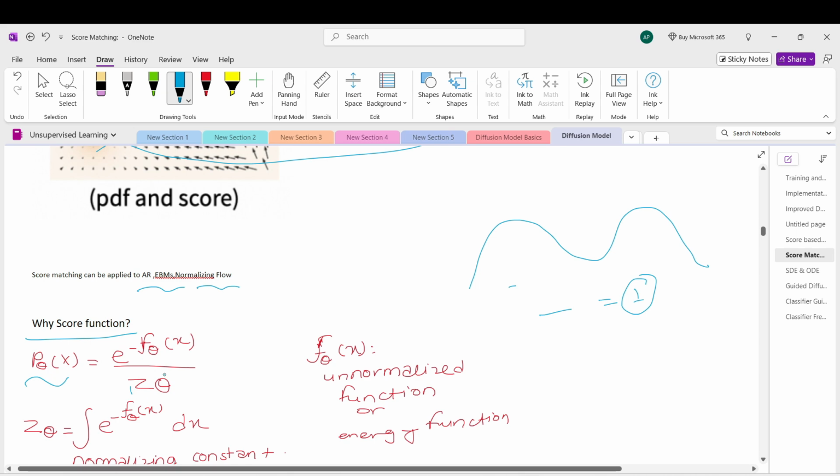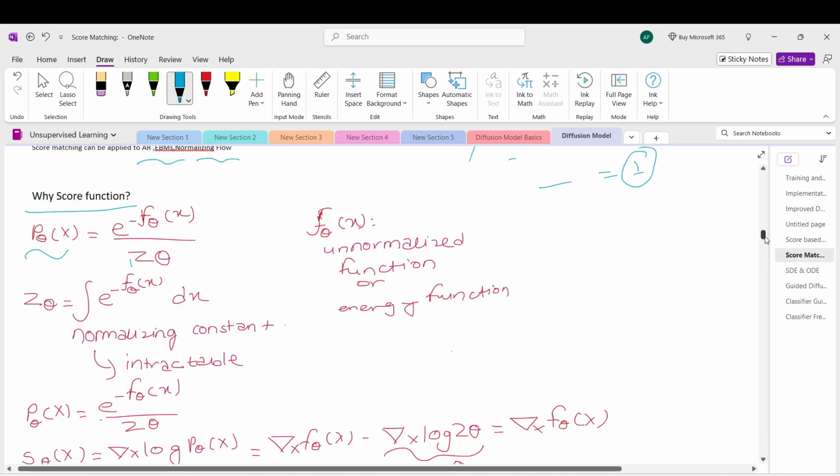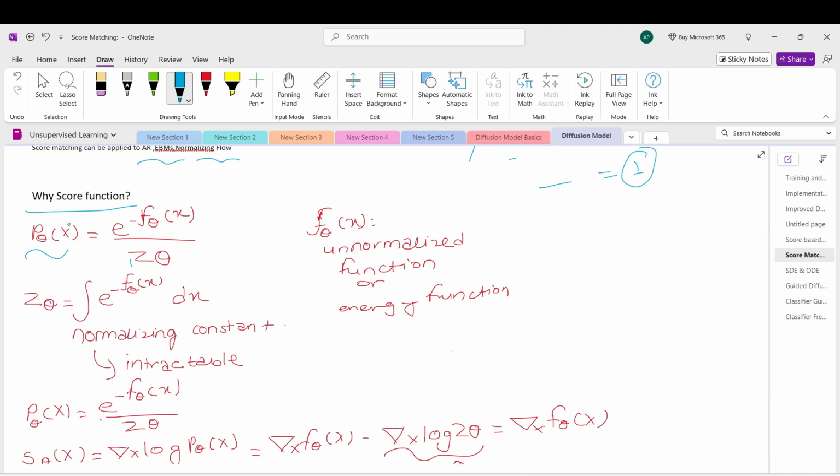And so we have to deal with this quantity, this Z theta. In the case of an energy based model, we define p theta of x with this notation, and this quantity is the integration of e to the minus f theta of x dx. So this is the normalizing constant, which is intractable.